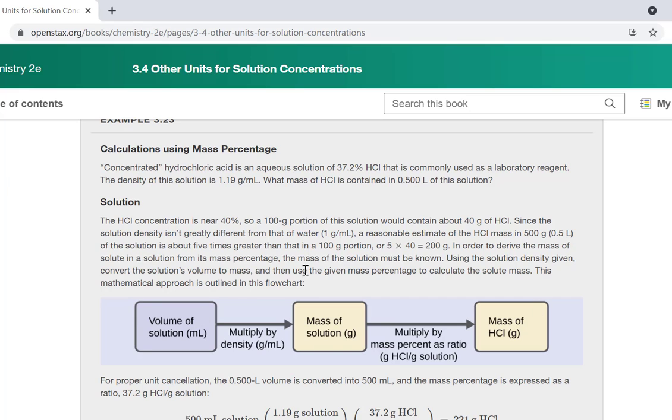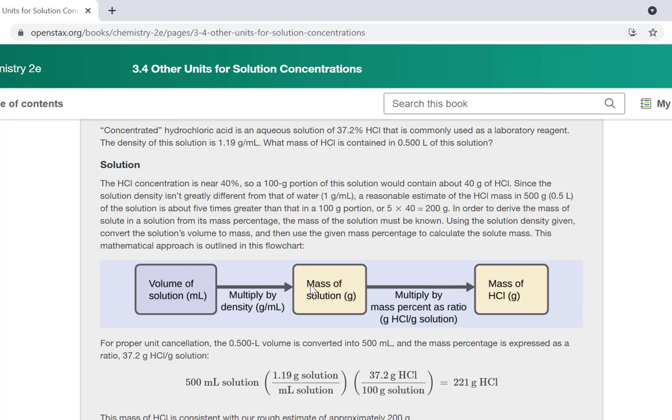So we're showing a roadmap here of the process. We have the volume of the solution. And then in terms of these other two, we want to pick one that can get rid of those units of volume. And we see that in density, we have volume, grams per milliliter. So we can use that as our conversion factor. This one does not, right, because it's a percent by mass.